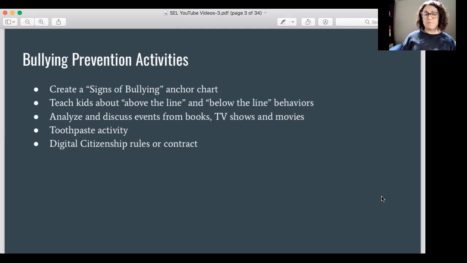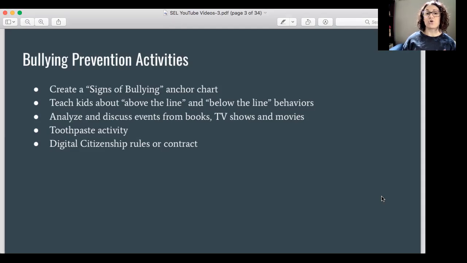And then another important piece of bullying prevention is helping kids understand digital citizenship. So explaining the rules of what is digital citizenship, what does that mean? And maybe in your family or in your classroom or your school, having a contract for the things that we agree to do and not do as our online persona, I guess you could say. So that kids need to understand that that plays into bullying as well.